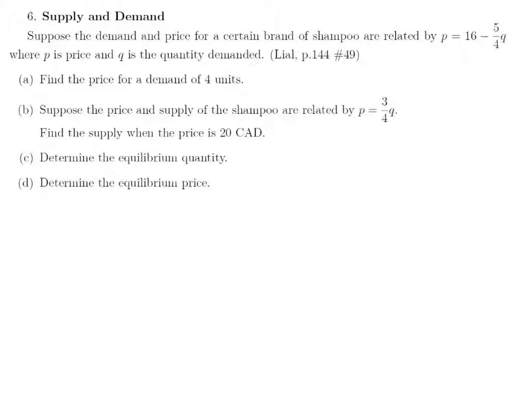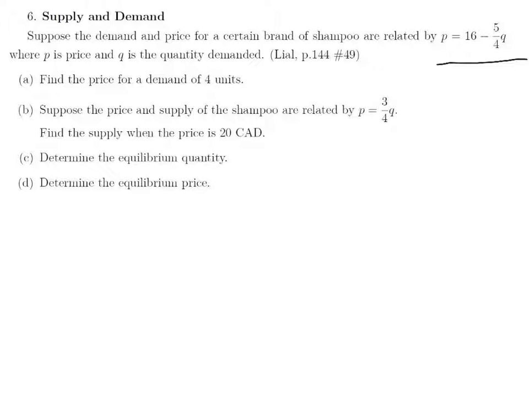So the question reads, suppose the demand and price for a certain brand of shampoo are related by, and it gives us this function here, P equals 16 minus 5 quarters Q, where P is the price and Q is the quantity demanded. So this is going to be your demand function. Part A asks us to find the price for a demand of 4 units.